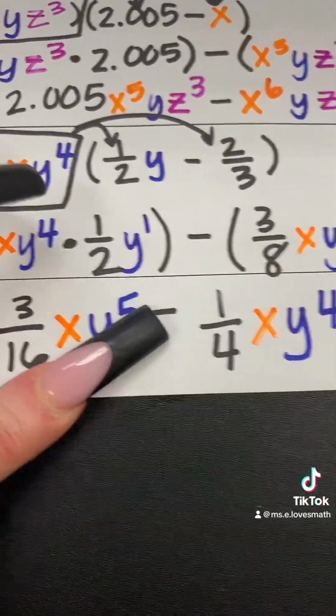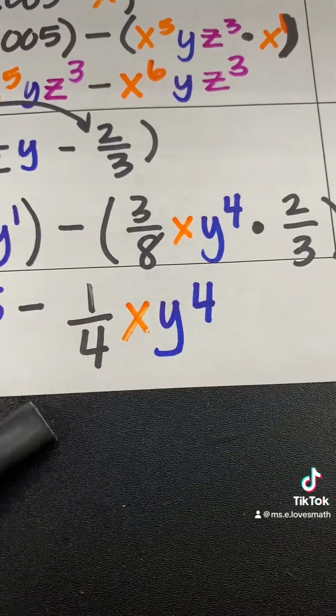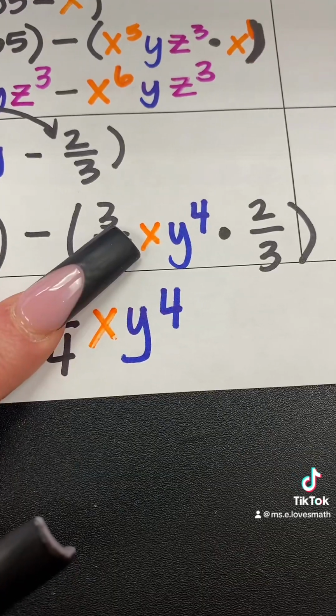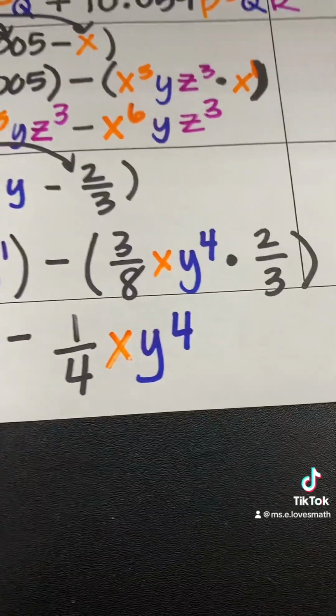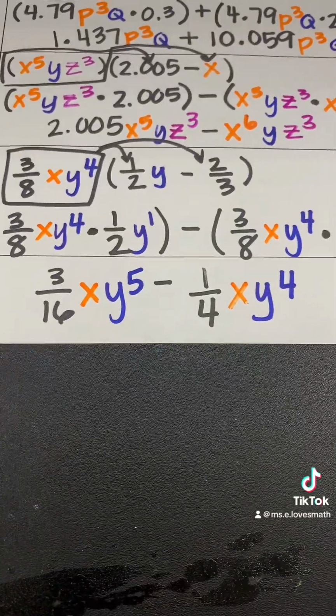We bring down our subtraction. Over here, 3/8 times 2/3, we get 1/4. And then we only have our xy to the fourth term, so we keep our xy to the fourth. So our final answer is written at the bottom.